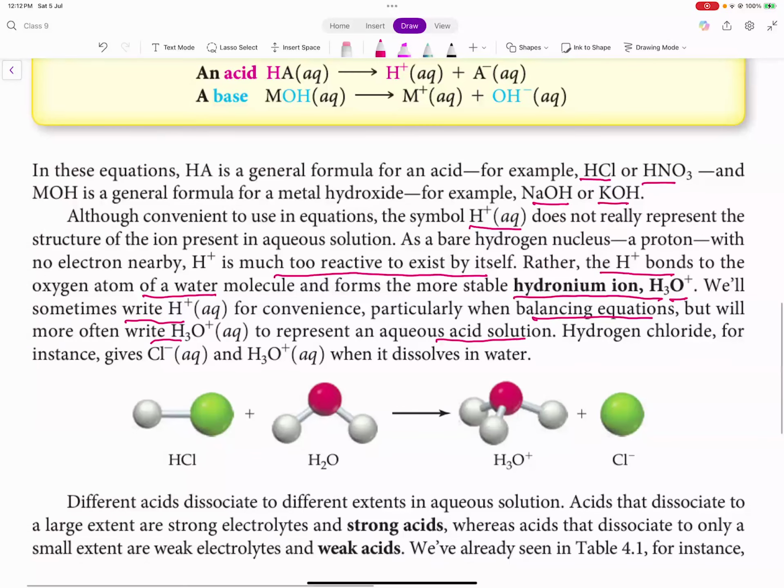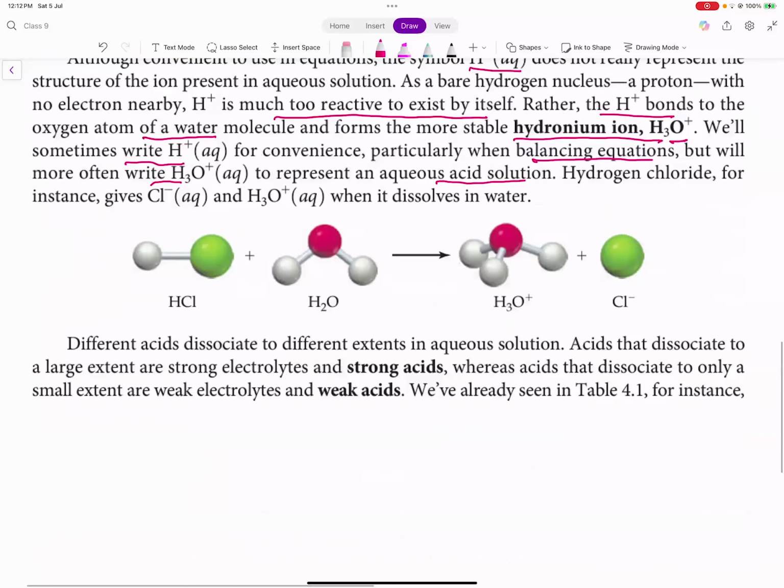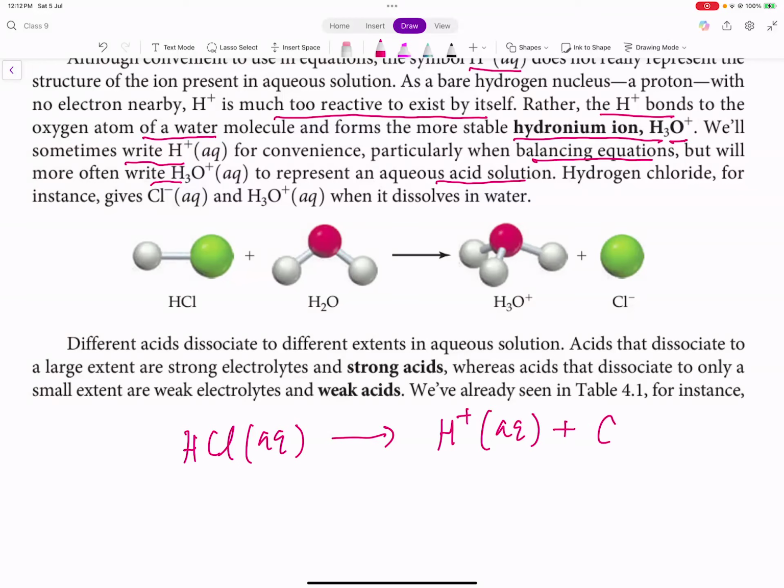So how do we write? We can also write it as HCl plus H2O gives H3O plus and Cl minus. It's the same thing. Or you can also write it as HCl aqueous giving us H plus aqueous plus Cl minus aqueous, right? HCl aqueous, H plus and Cl minus aqueous. Okay. So this is the thing.